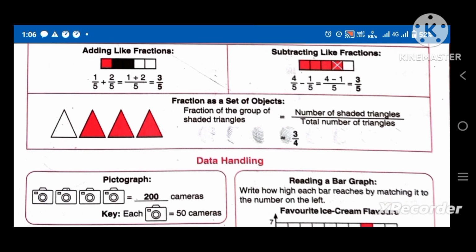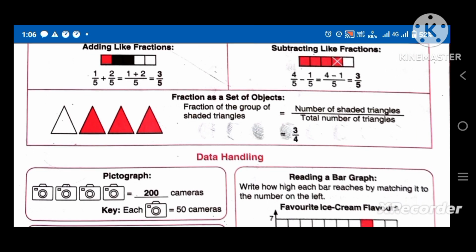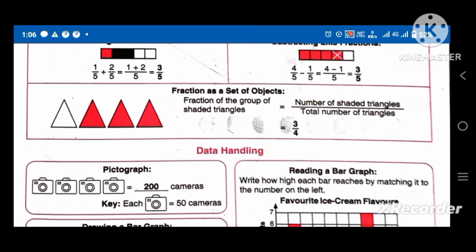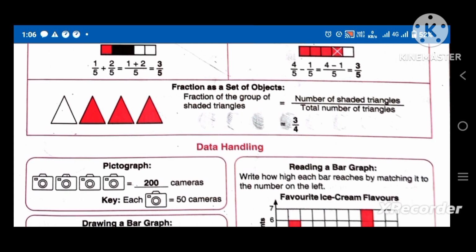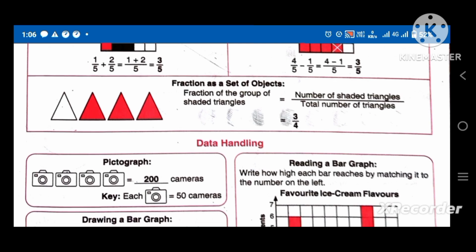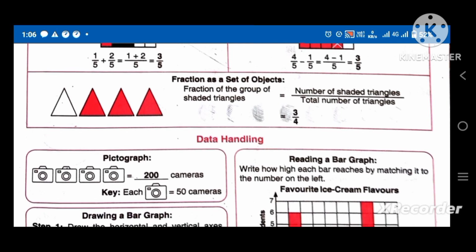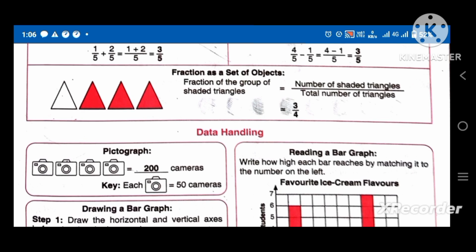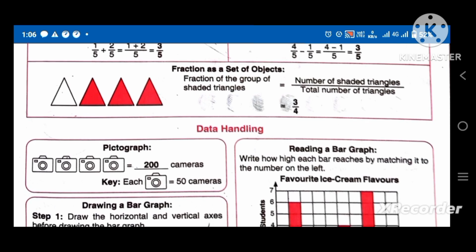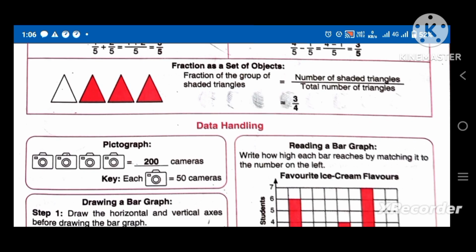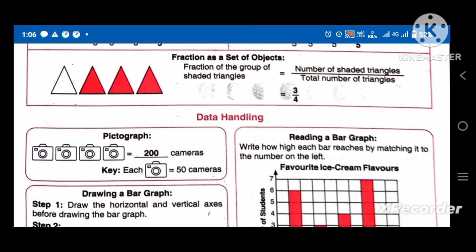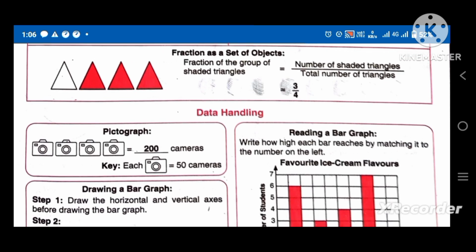Fraction as a set of objects. Fraction of the group of shaded triangles is equal to the number of shaded triangles divided by the total number of triangles, that is equal to 3 by 4. Data handling, pictograph. Here 4 cameras are there, 200 cameras. Each camera is equal to 50 cameras.